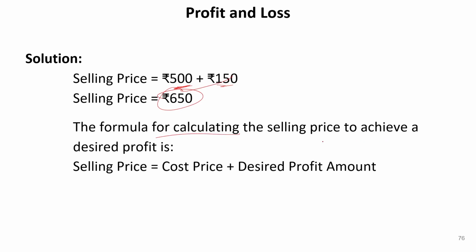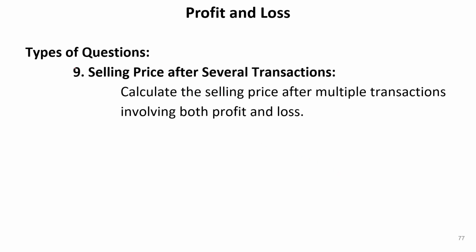So the formula for calculating the selling price to achieve a desired profit is selling price is equal to cost price plus desired profit amount. So let's see the ninth kind of problem, that is selling price after several transactions. Calculating the selling price after multiple transactions involving both profit and loss.